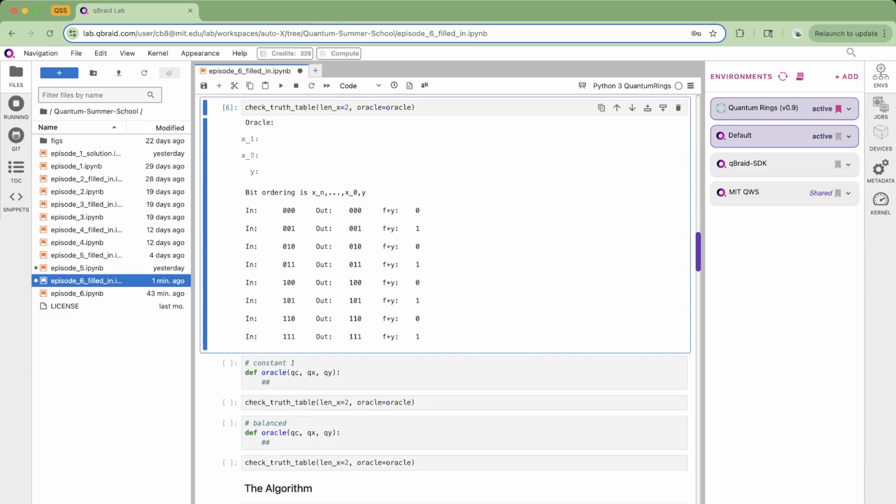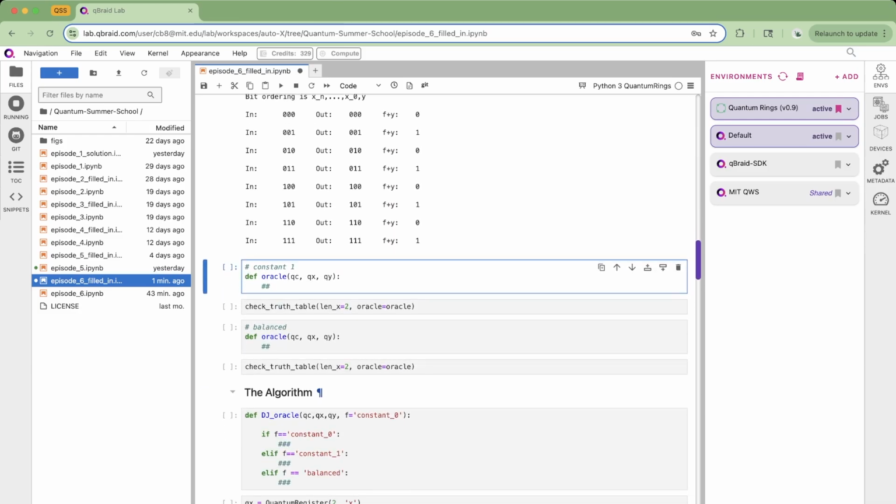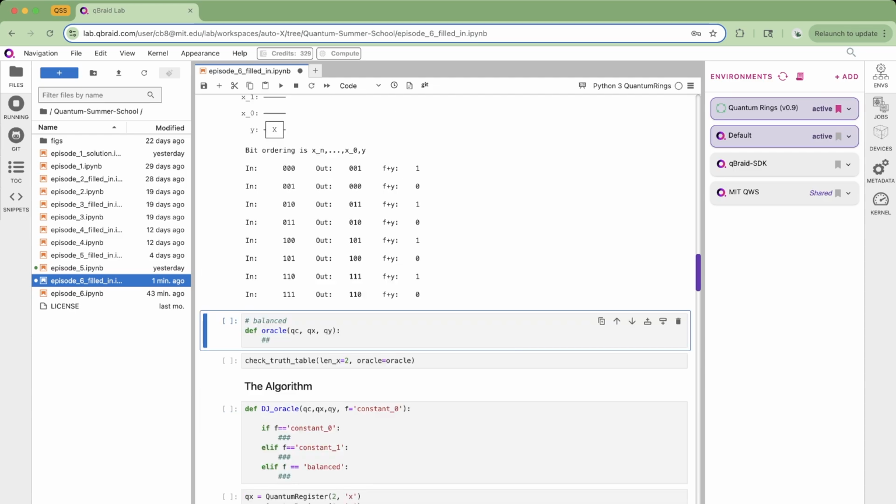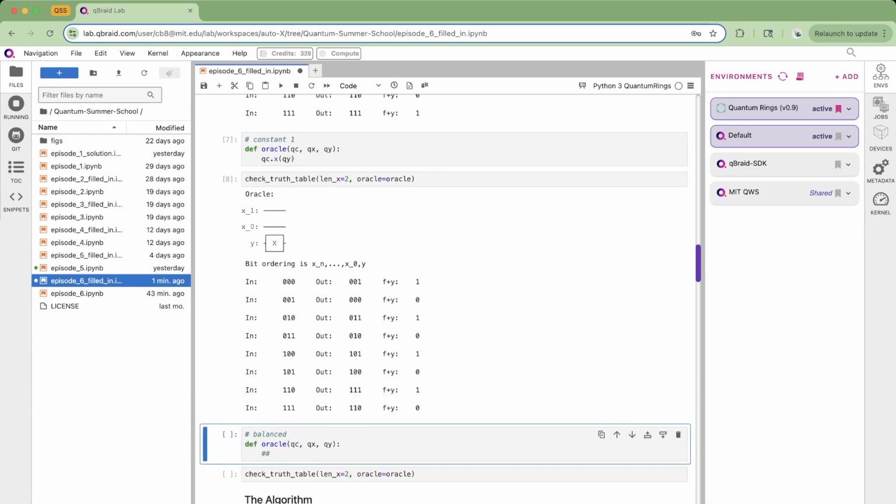What about the constant 1 function? F of x is always 1, so f of x plus y is always flipping y. So if y was 0, it will become 1. If y was 1, it should become 0. So for this one, we want to apply an x gate to our qubit y. And now we can see that f plus y is always flipping y.